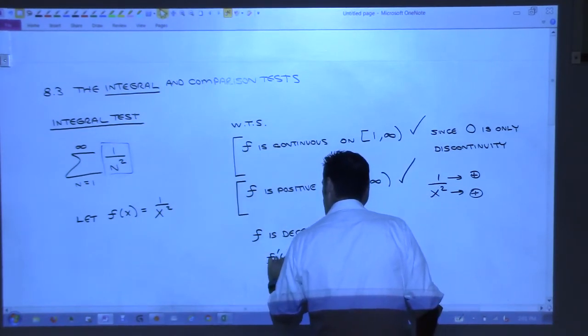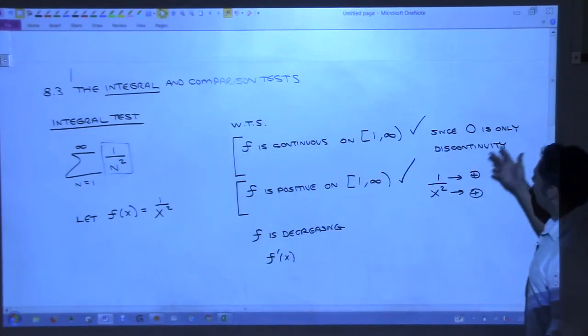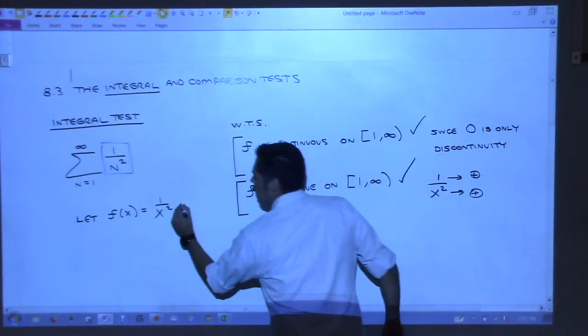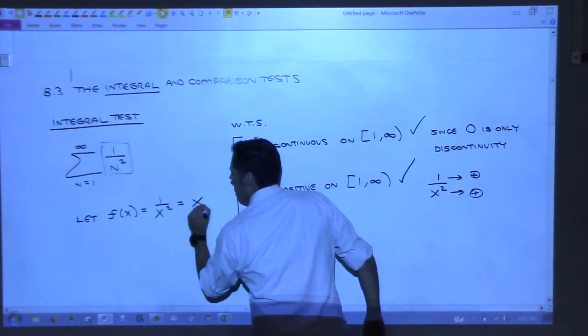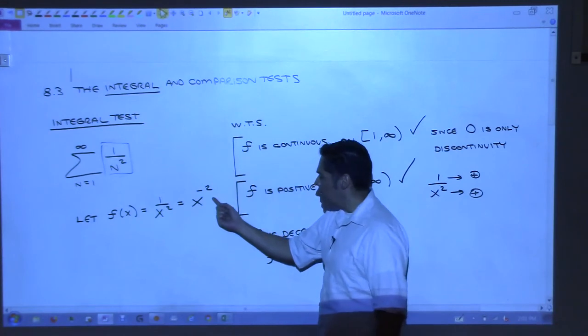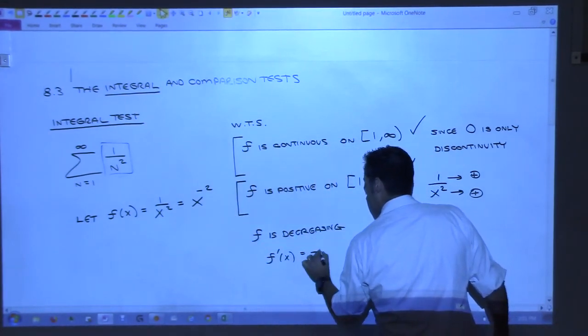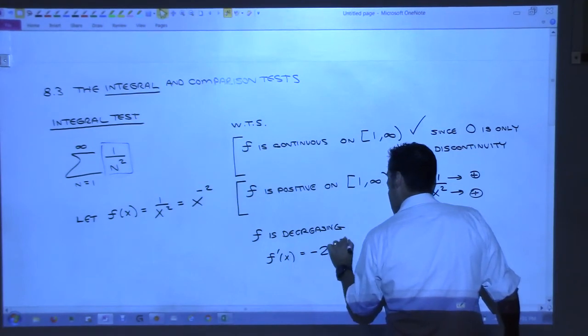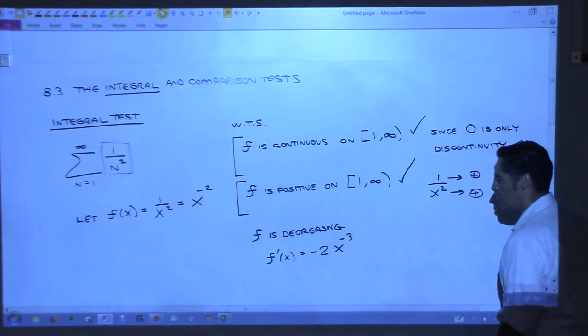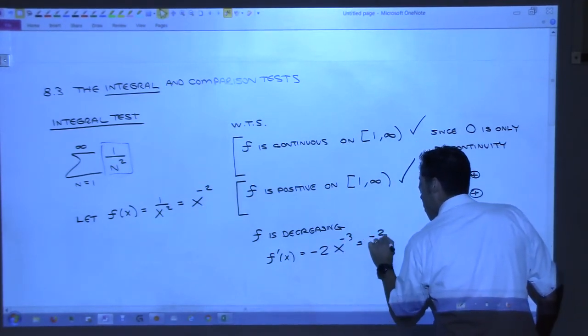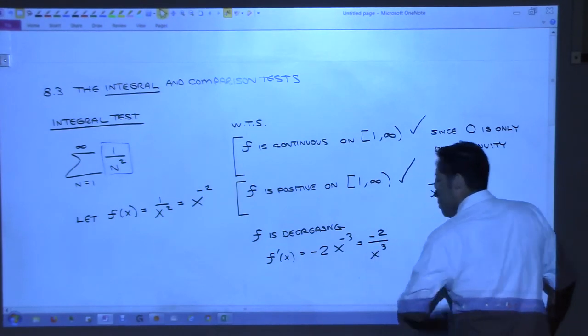What's the derivative of our function? Where's our function? Here it is. So don't forget, this is the same as x to the negative 2, isn't it? That's what that is. So if I take the derivative of that, that is negative 2 x to the negative 3, right? Which is the same as negative 2 over x cubed.